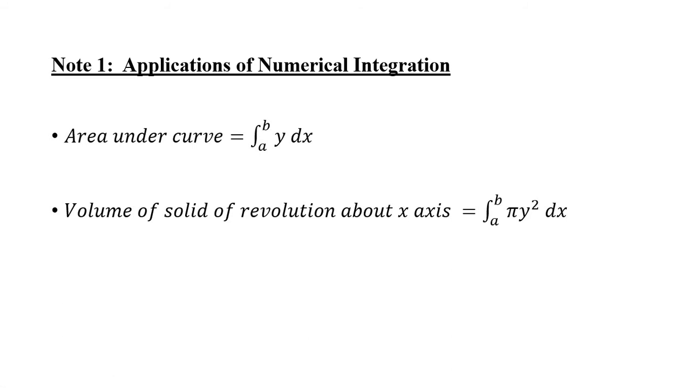Let us use these formulas to calculate the area under the curve, and also to find the volume of solid of revolution about the x-axis. This is the formula for calculating area under the curve, integral a to b y dx. And to find volume, we use the formula integral a to b pi y squared dx.